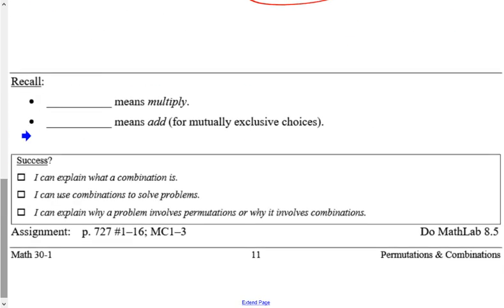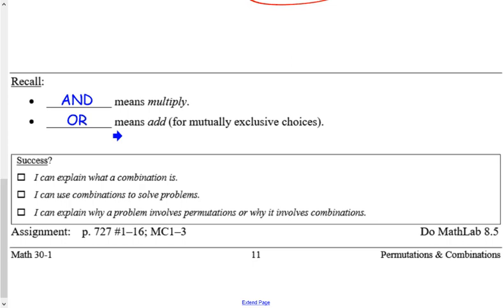Again, reminder: "and" means multiply, "or" means add from mutually exclusive choices. And we've looked at this a number of times, just continuing to remind ourselves. So now our measures of success: we can explain what a combination is, a selection where order doesn't matter. We can use combinations to solve problems, and hopefully we can distinguish why a problem is a permutation or a combination.